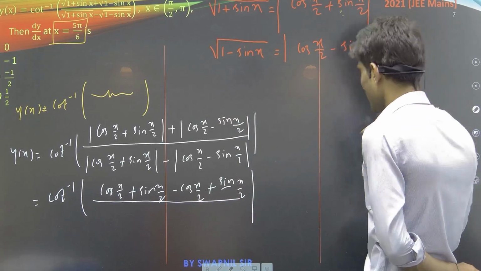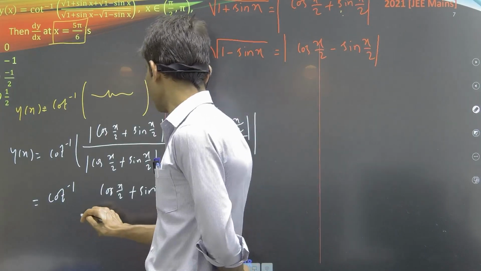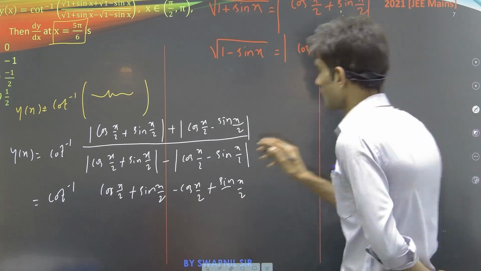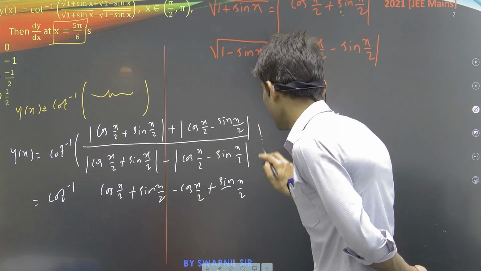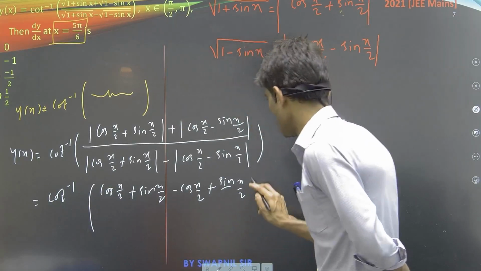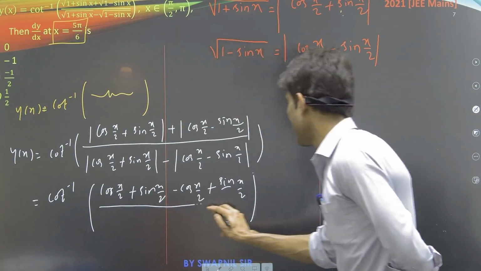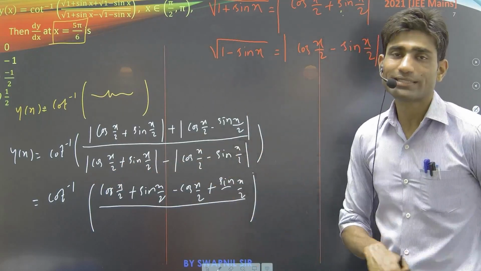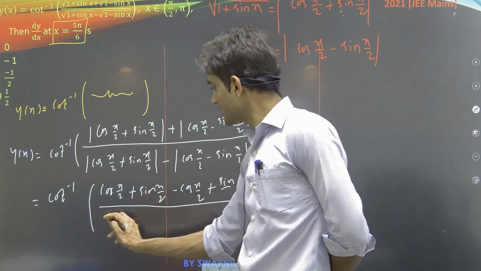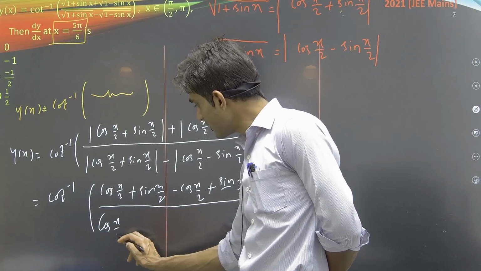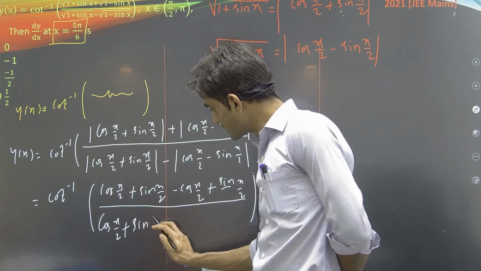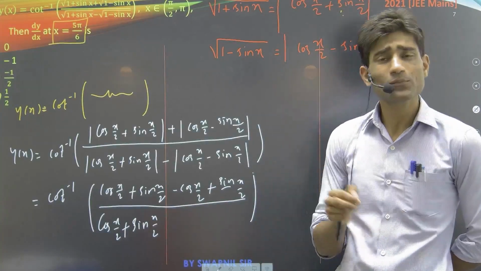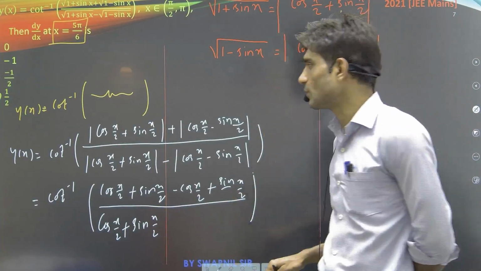Let me write this one again. This one is the round bracket here, okay. This one is also a round bracket and completely divided by, okay. Again, let's go for the expansion of this modulus. So cos x by 2 plus sin x by 2 keep as it is. Positive term always remains positive, but when it comes to the negative term, positive goes to negative, negative goes to positive, okay.